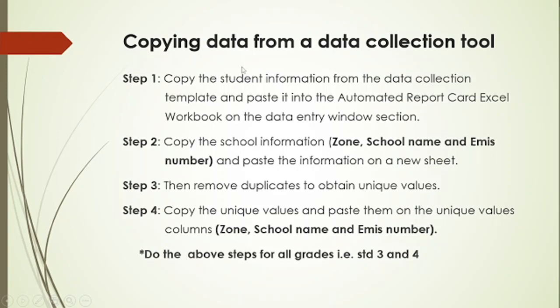So these are the steps for how you can copy the data from the correction 2 to the analyzing 2. Step number 1, you copy the student information from the data collection table and paste them into an automated report card Excel workbook on the data entry window section. Then copy the school information and paste them on the new sheet. Then remove the duplicates to obtain unique values. Copy the unique values and paste them on the unique values columns. So do the above steps for all grades, i.e. standard 3 and standard 4.